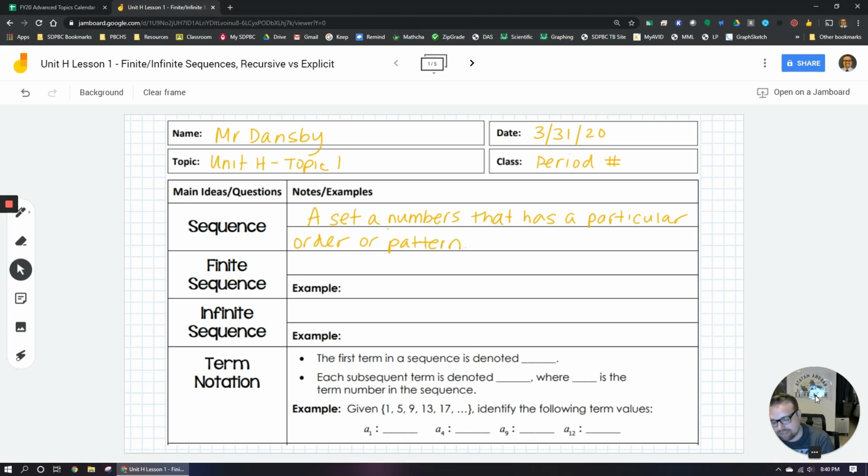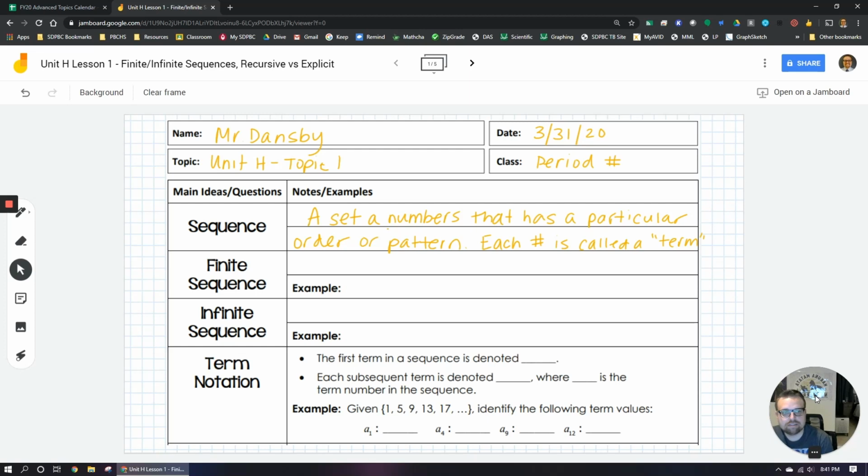Each number in a sequence is called a term. That's important for us to define here because we're going to be using the word term a lot. You're going to be asked to find a certain number term in a sequence, and so on and so forth. So each number is called a term.